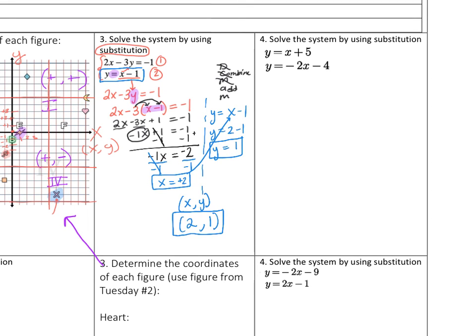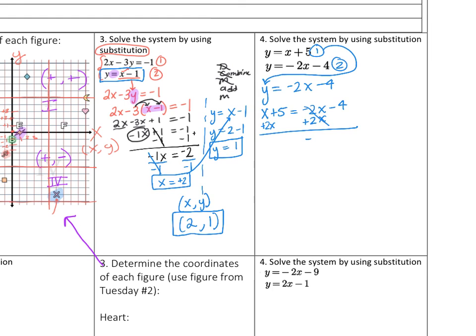Now I'm going to do the same thing on number 4, but I'm going to do it very quickly because I'm running out of time. This time I'm going to use the first equation in the second equation. So I'm going to plug in y equals negative 2x minus 4 into this equation here. So here I have x plus 5 equals negative 2x minus 4. I am going to move the smaller variable. This cancels. I have negative 4 on this side. And then x plus 2x is 3x, and then I still have that plus 5.